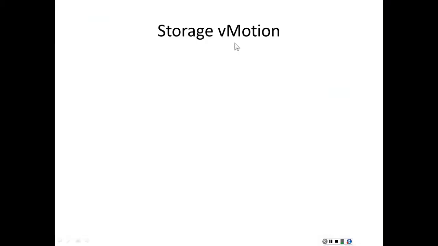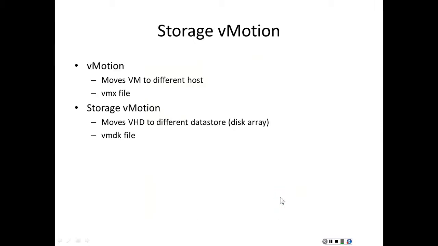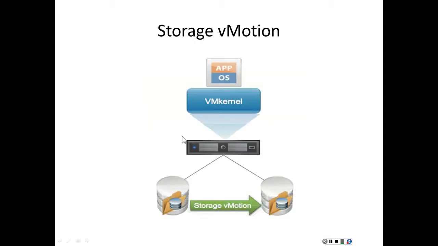Now let's look at storage VMotion. Storage VMotion is when you're moving a virtual machine's files from one disk array to another, whereas VMotion is moving a running virtual machine from one ESXi host to the other. Storage VMotion is when you're moving the virtual hard disk files from one data store, from one disk array to the other. Why would you want to do that? Perhaps the source disk array was getting full, or perhaps the destination disk array was much faster.